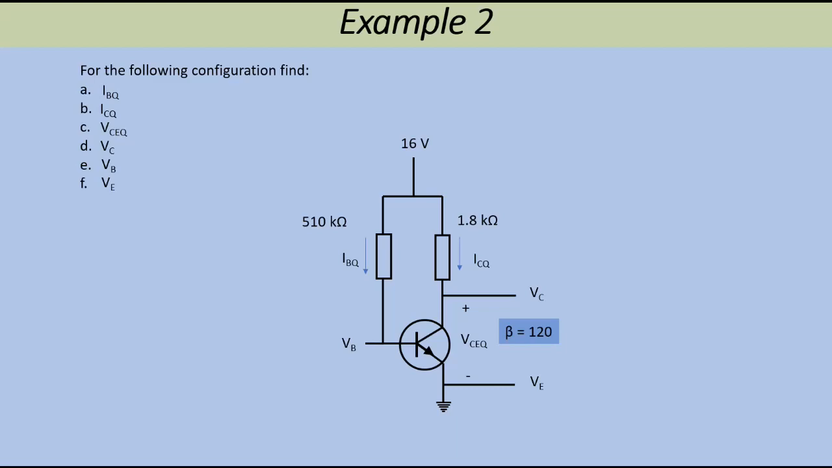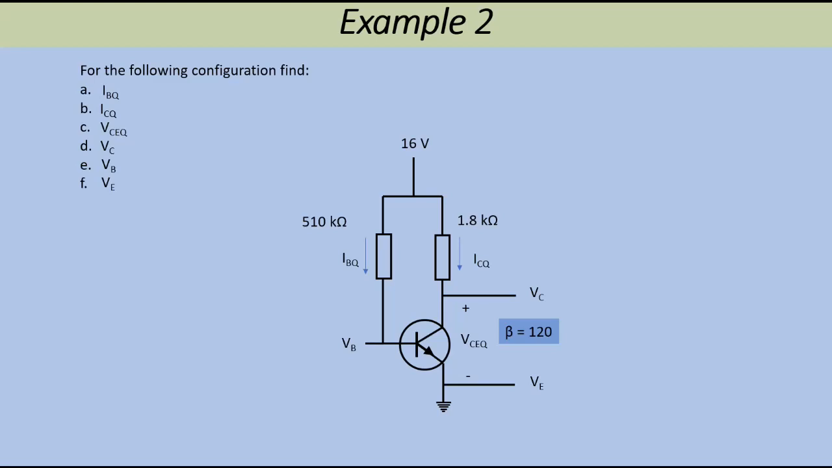In this example, we now have a series of things we want to calculate. The first thing to note is that some authors like to put Q next to the base current and Q next to the collector current to remind you that these are the quiescent currents. So instead of IB that we had in example 1, we now have IBQ, but it's exactly the same current.